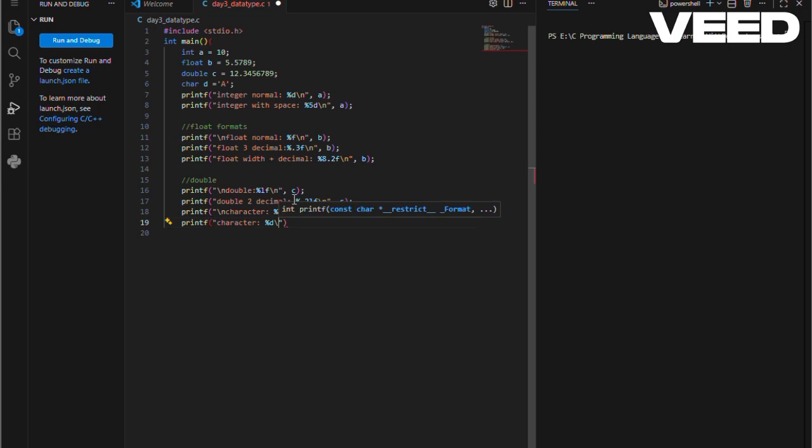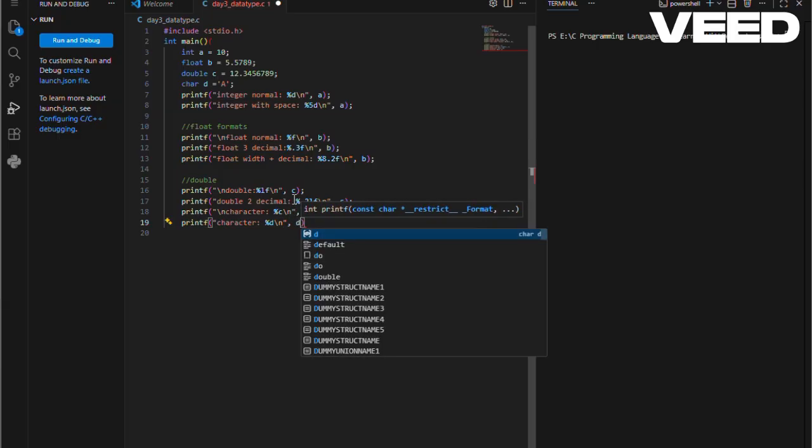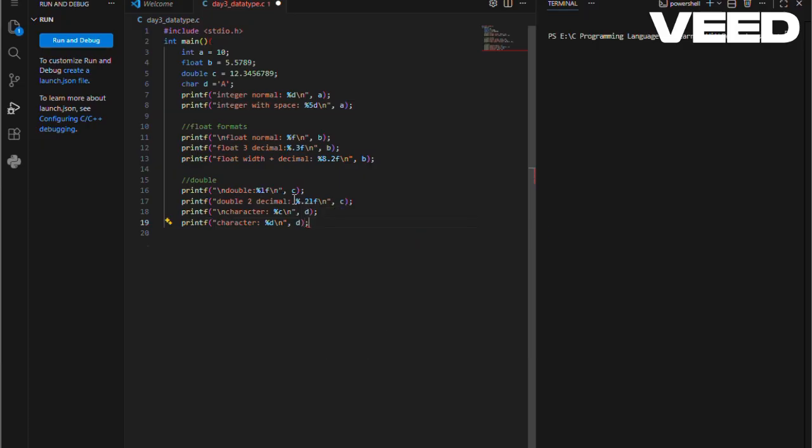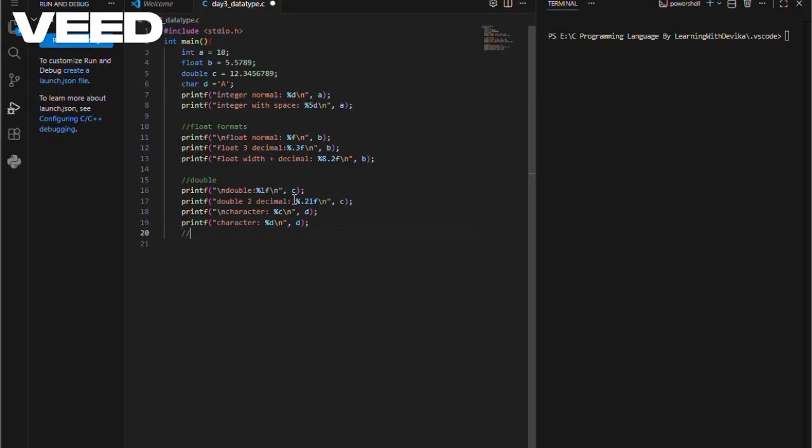Here we are given a decimal number, a floating number, and a character. Percentage d with 10 means a decimal number, and percentage 3d means after 3 spaces it will print 10. Percentage f means a floating point number, and percentage dot with an integer sets the decimal places. Percentage 8.2f means a width of 8 spaces, with 2 decimal points.